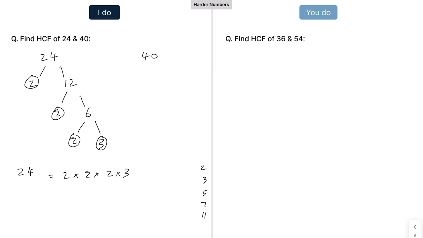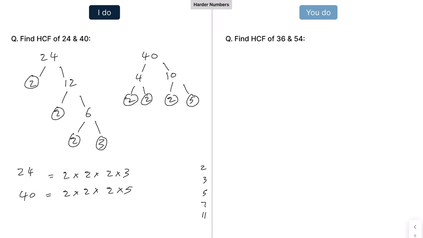And for 40, we can do 4 times 10 gives us 40. None of them are prime numbers, so we can break them down further. There we go. 2 and 2 is a prime number. And this can be 2 and 5. 5 is prime and 2 is prime, so we circle that. Again, write the product of primes of 40. Again, I like to write these in order, so that'll be 2 times 2 times 2 times 5.